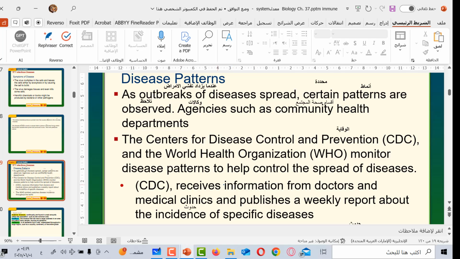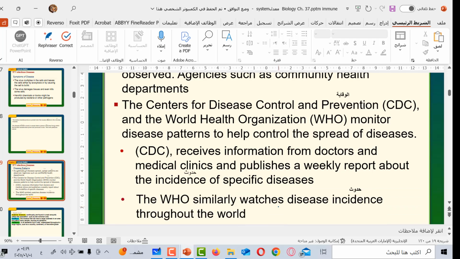For the CDC, it receives information from doctors and medical clinics and publishes a weekly report about the incidence of a specific disease. Okay. As for WHO, it similarly watches disease incidence through the world.